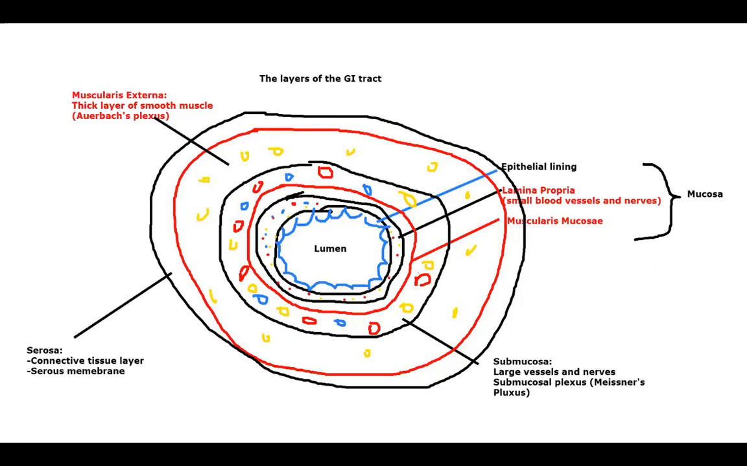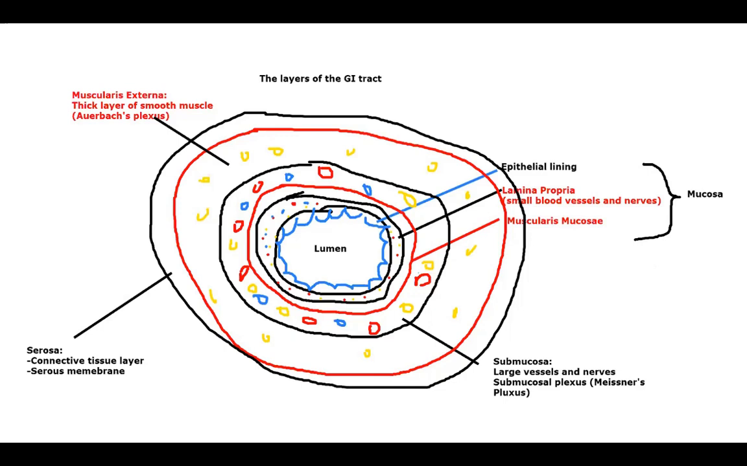Underneath that, there is the associated connective tissue, which has the blood vessels and nerves. That is called the lamina propria. And then underneath that, there's a very thin strip of smooth muscle called the muscularis mucosae. And muscularis mucosae literally translates to muscle of the mucosa, right?